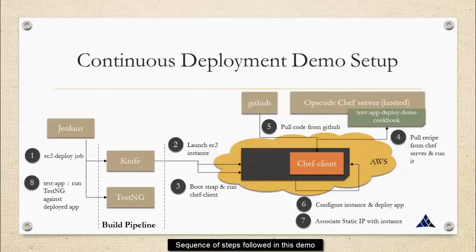The Chef recipe, in turn, pulls the application code from Git repo, configures the EC2 instance, and deploys the application. The Chef recipe also associates a static IP to the instance. Lastly, as a part of the Jenkins pipeline, an automated test suite can be run following the application deployment.